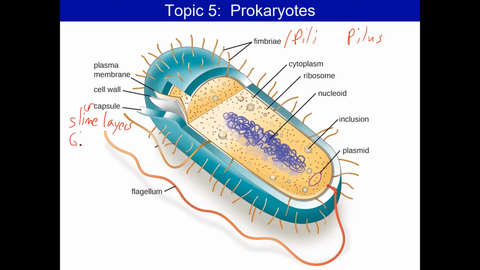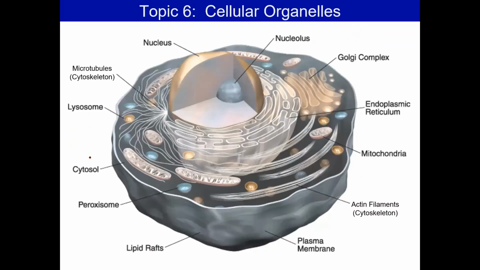And the term for both of them is a glycocalyx. And that means sugar coat. So lots of structures there. I have a review of some eukaryotic structures as well here in a moment. There they are. I'm not going to have you label anything for me, but I want you to know what these things are.